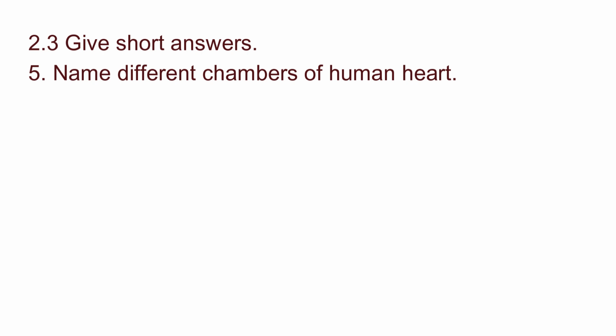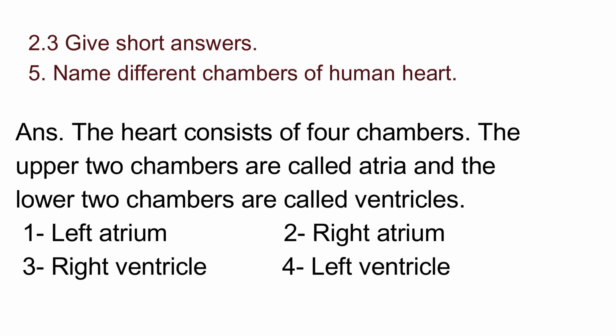Five. Name different chambers of human heart. Answer: the heart consists of 4 chambers. The upper 2 chambers are called atria and the lower 2 chambers are called ventricles. 1 left atrium, 2 right atrium. 3 right ventricle, 4 left ventricle.